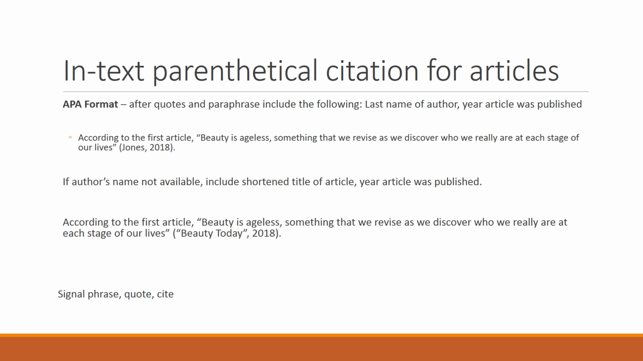If you do not have an author's name available, include a shortened title of the article and the year that the article was published. So example, in the second one, I actually included in quotation marks "Beauty Today" and the comma and the year. So in your citation, you'll have a signal phrase, according to blah, blah, blah, your quote, and then the citation.